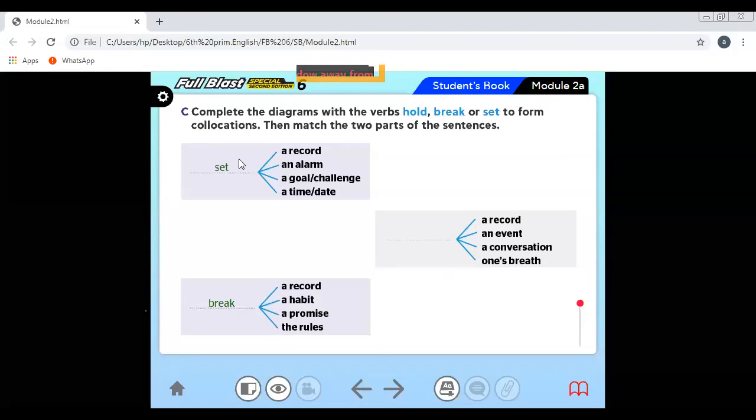I'm going to send you the PowerPoint presentation in order to be clear for you. The last one, a record, an event, a conversation, or one's breath, it will be with hold. These are collocations with hold. Let's go to the next part.